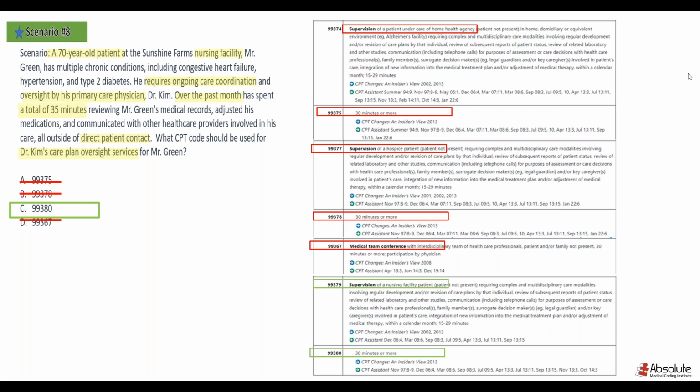Still good work from you all, coders, in the chat. So let's move on from oversight services, and let's see what we are having next.